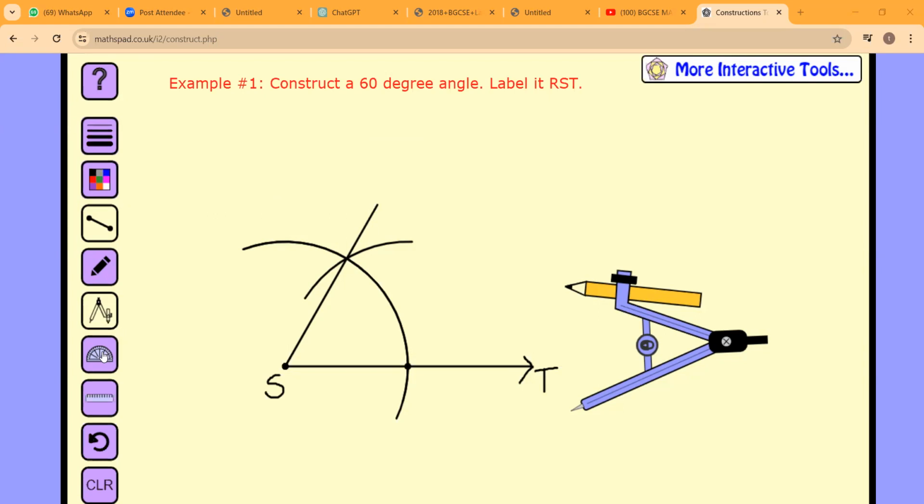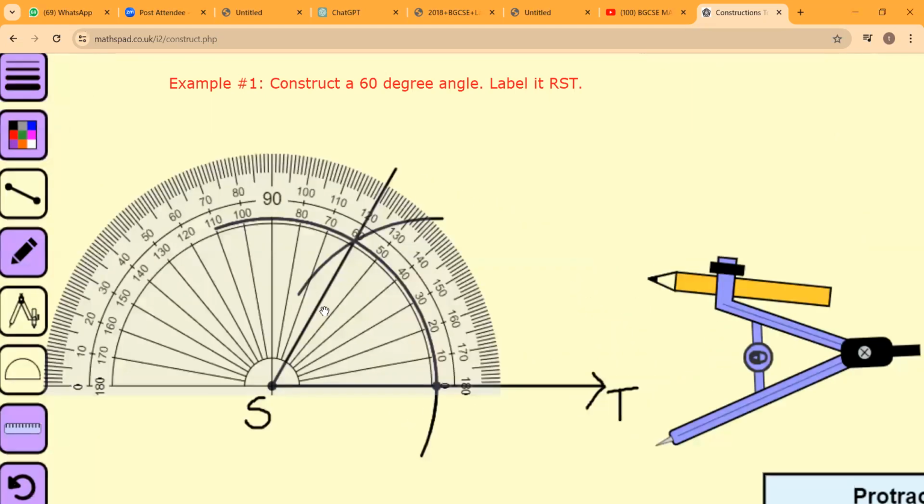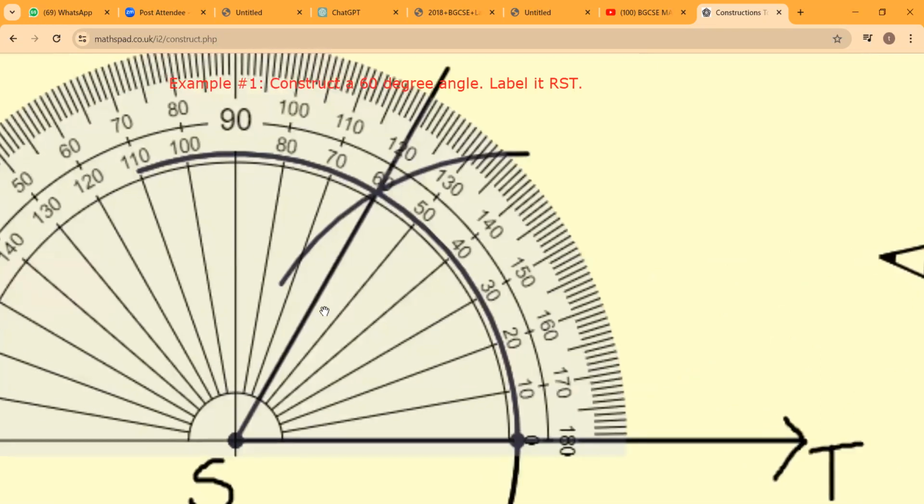So it's going to be right here. There we go. And so if you look carefully, this is 0. This is 10. This is 20. This is 30. This is 40. This is 50. And this is exactly what? 60 degrees. All right. Do you all see that? Yes, sir. So it is exactly 60 degrees.